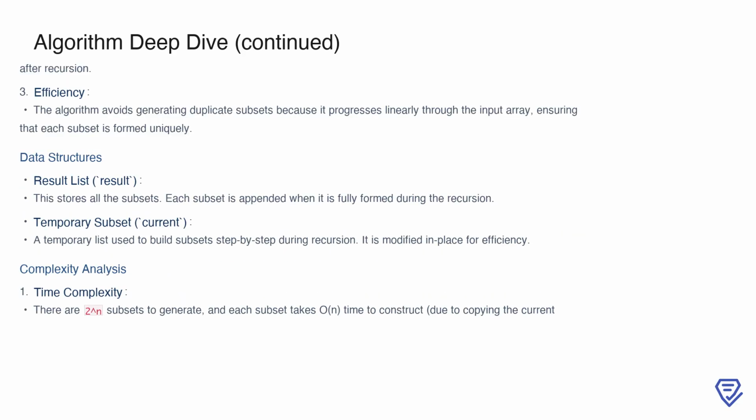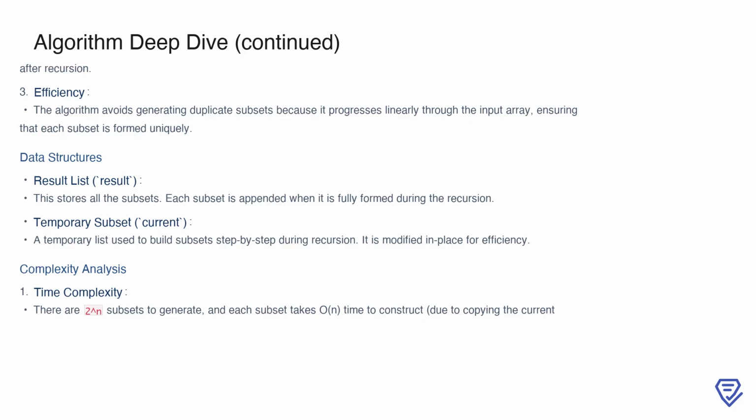Backtracking plays a critical role in ensuring that the algorithm systematically explores all possible combinations. By undoing decisions after recursion, the algorithm efficiently traverses the decision tree without redundancy. This approach guarantees that no duplicate subsets are generated because the recursion progresses linearly through the input array, preserving the order of elements. The algorithm uses two key data structures: the result list, which stores all completed subsets, and the current list, which temporarily holds elements while building individual subsets. The current list is modified in place during recursion to maintain efficiency.